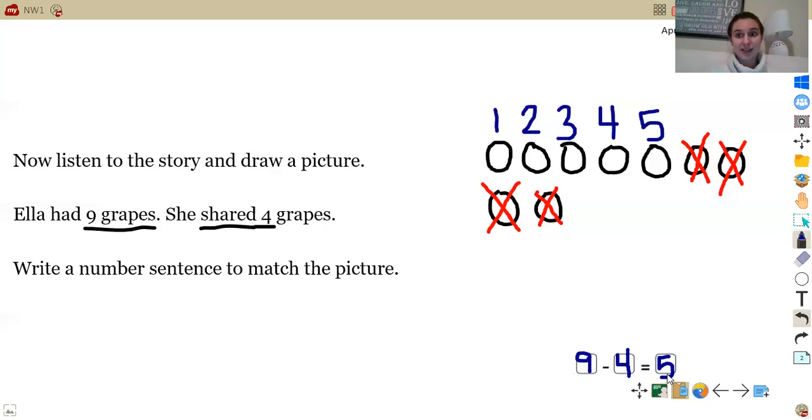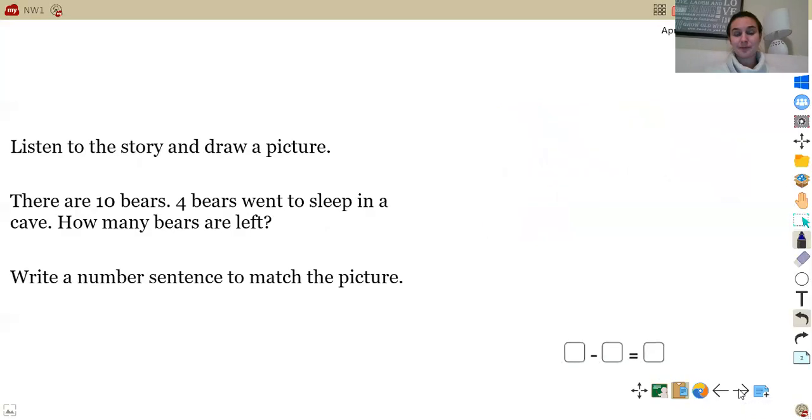Okay, get ready for the next problem. Listen to the story and draw a picture. There are 10 bears. 4 bears went to sleep in a cave. How many bears are left? Write a number sentence to match the picture. So go ahead and pause the video and draw your picture, and then come back and check your work.